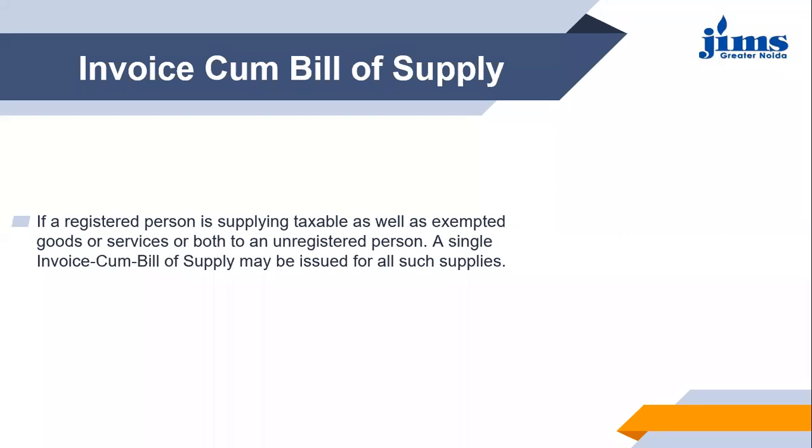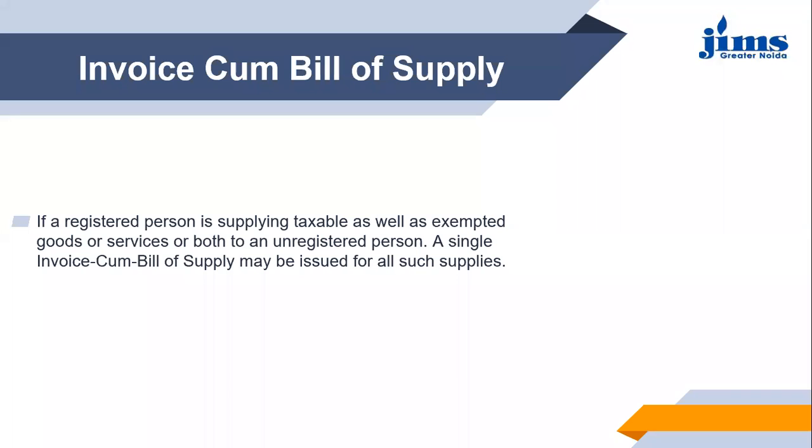So the basic criteria for issuing an invoice cum bill of supply is that the registered person is supplying goods or services to an unregistered person, and that supply includes taxable supply as well as exempted supply. If there is such a situation, then you need to issue an invoice cum bill of supply. This is the single document issued for both taxable and exempted supplies together. It will have the details of the taxable supplies and also the exempted supply of goods and services.